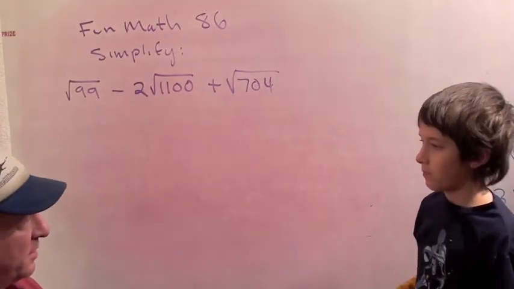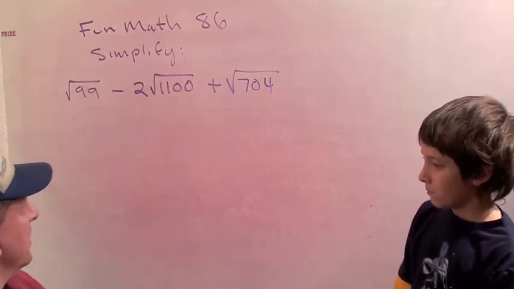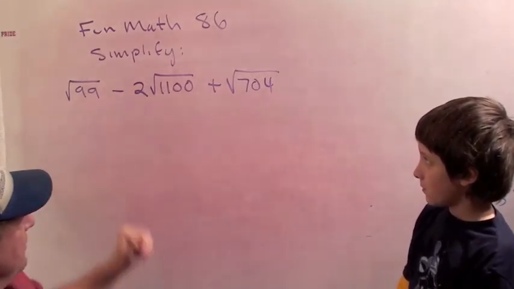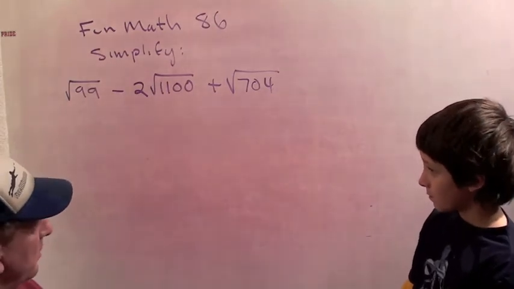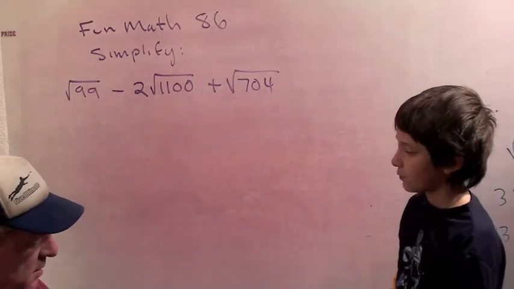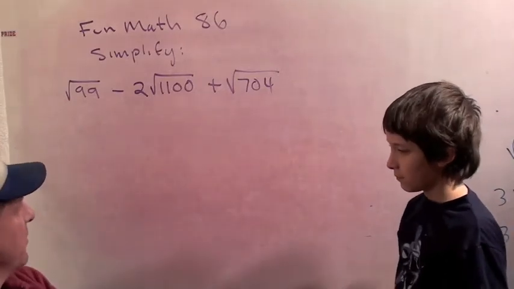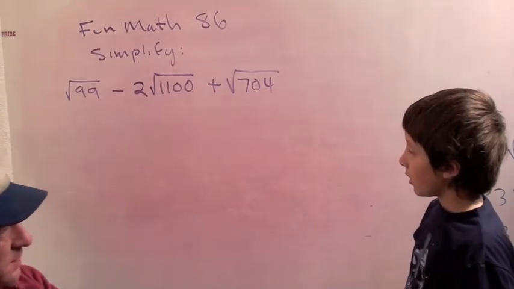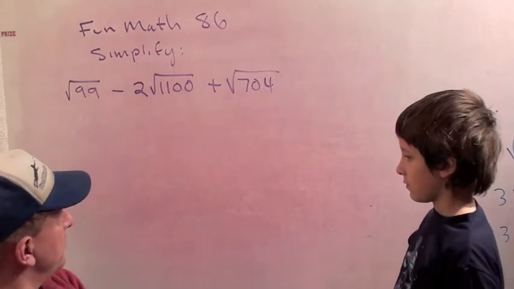Great book. Today we're talking about radicals. So we have an expression like this: square root of 99 minus 2 times the square root of 1,100 plus the square root of 704, and we're going to simplify this. But before we simplify it, what's the first thing we should think through? We need to factor out some squares. Yeah, that's what we need to do to simplify it.